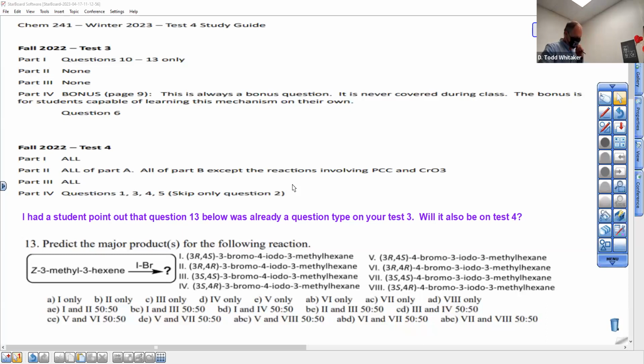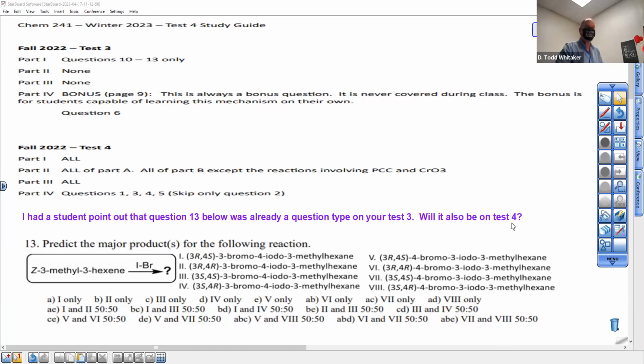I sent you a study guide earlier. I've put it here. Some of the stuff's from test 3, questions 10 through 13 only. A student asked me, wait, question 13, didn't you ask about that on the last test? And the answer is yes. A student pointed out the question 13 below was already a question type on test 3. Will it also be on test 4? Yes. But I'm going to make it a new reaction.